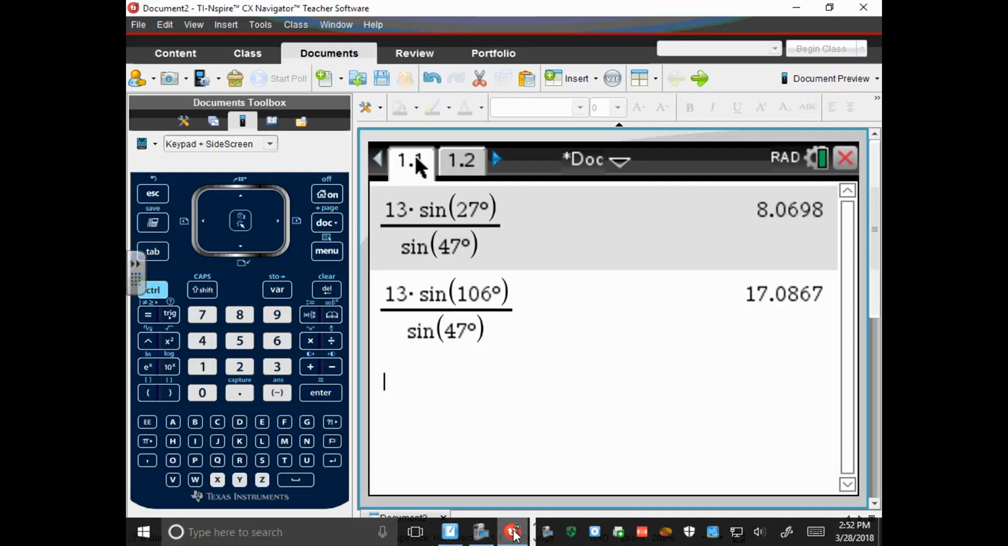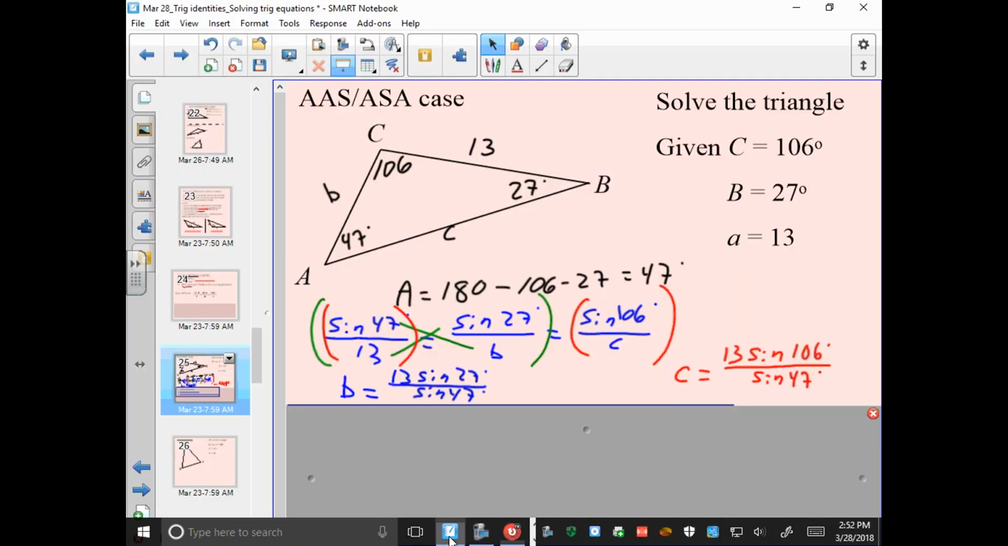I'm going to bring my Inspire up because I typed those in just to save a couple seconds. So when you type those in, again, being careful of the mode or the degree symbol, whatever you have to use, we know that side B was 8.07 and side C was 17.09 is what I'll round that off to. So I'll come back over here and I've solved the triangle, right? So I know that C was equal to 17.09.